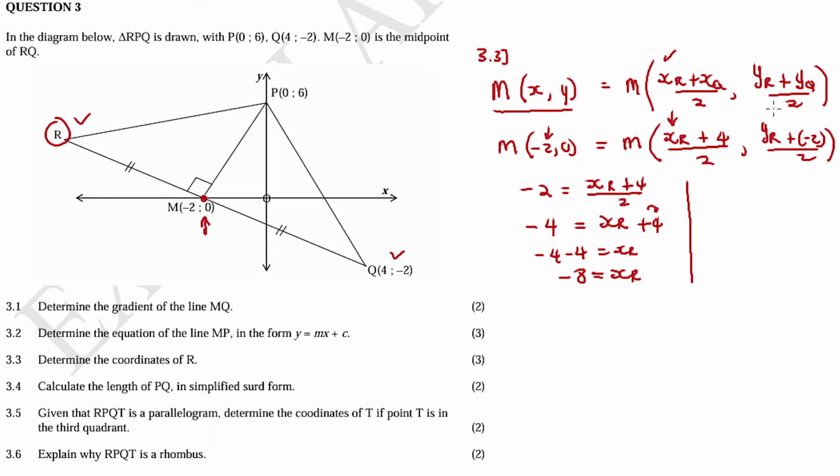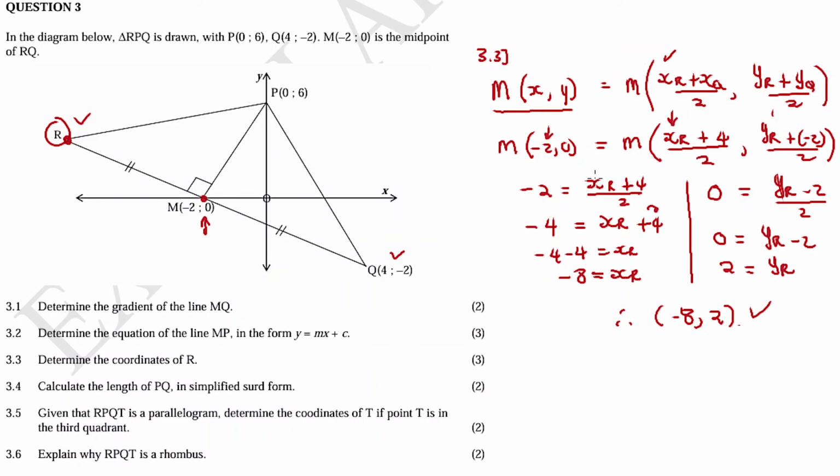Then we do the same with yr. Substituting, I should get 0. So 0 is equal to (yr plus negative 2) divided by 2. Cross multiplying gives 0 equals yr minus 2. Bring the 2 over, so 2 equals yr. Therefore, our coordinates for R are minus 8 and 2, which makes sense: in the second quadrant, the x should be negative and the y should be positive. Ding! Yes.